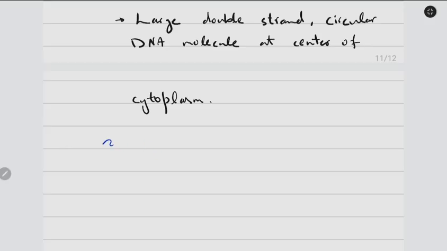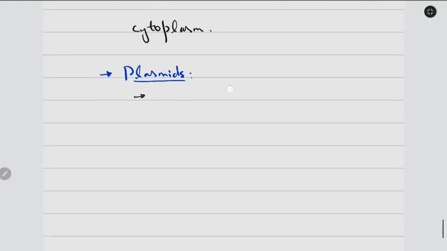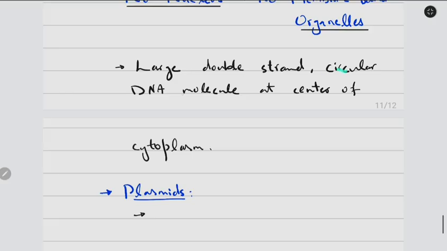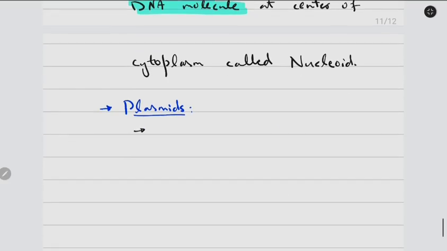Apart from that, some bacteria, I'm saying some bacteria, not all of them, would have plasmids. This large, circular DNA molecule, we call it the nucleoid. It's called nucleoid. You can call it a chromosome, but this is not actually a chromosome, okay?